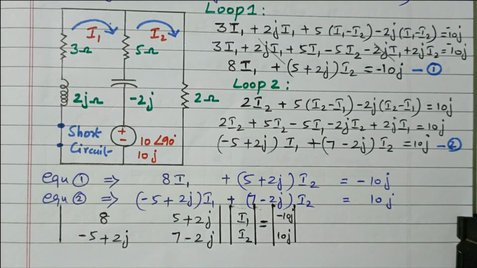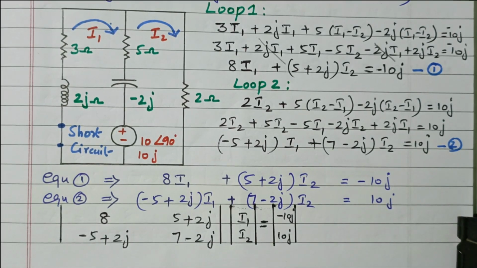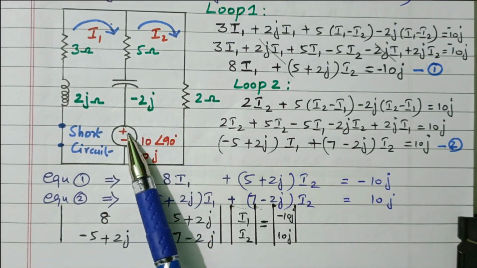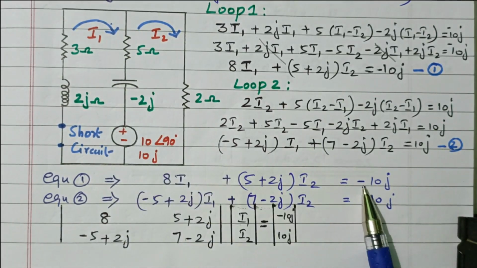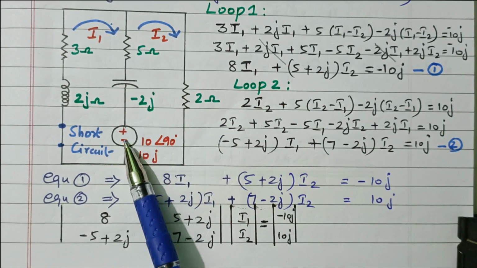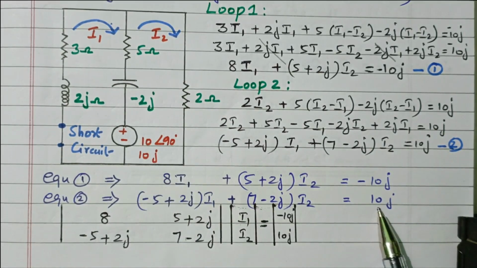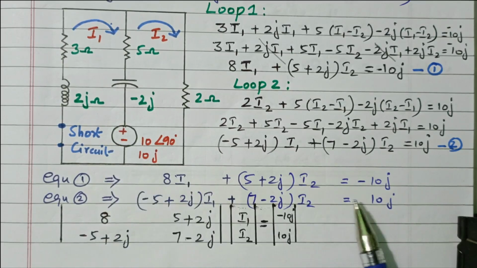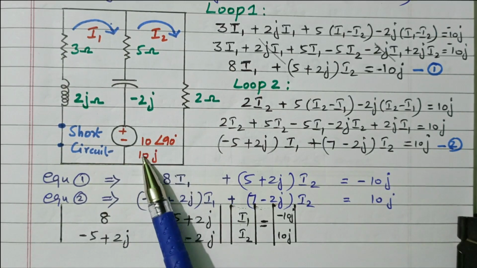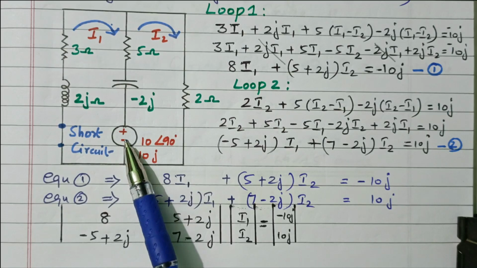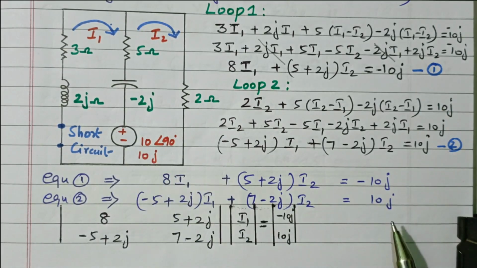Now we will go for the further simplification. So in loop 1, current is flowing downwards. I1 is flowing downwards from positive to negative, so that is minus 10j. In the second loop, I2 is flowing from bottom to top, minus to positive, rise in potential, so plus 10j. Right? Loop 1, current flowing downwards, positive to negative, fall in potential. In loop 2, current is flowing from bottom to top, minus to plus, rise in potential, so that is 10j.